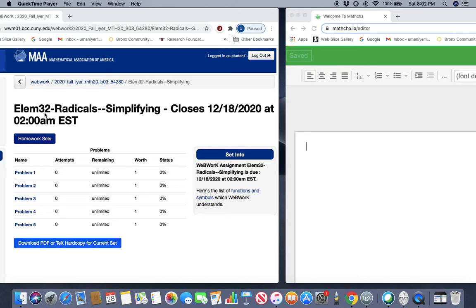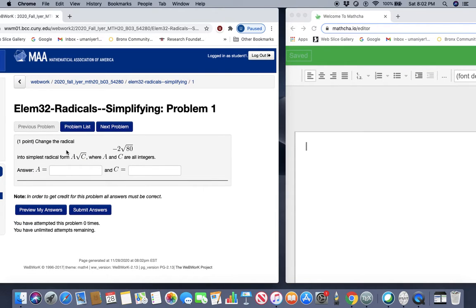Welcome back. Elementary 32, problem 1. You want to change this radical into the form a square root of c.